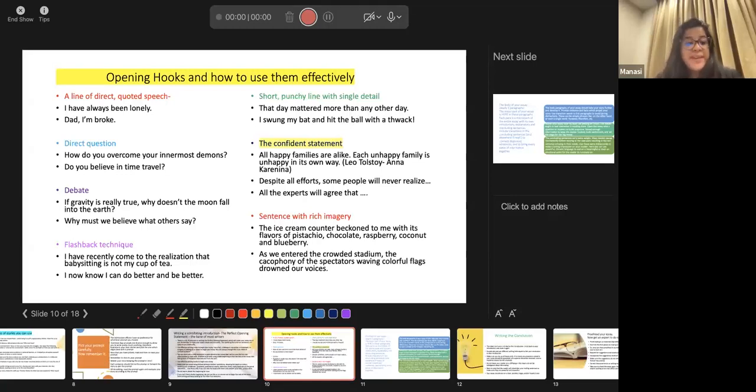Then you have the debate. Then the flashback technique. Then you have the short punchy line with single detail. Then the confident statement. And then the sentence with rich imagery. I'll give you a minute to read them.